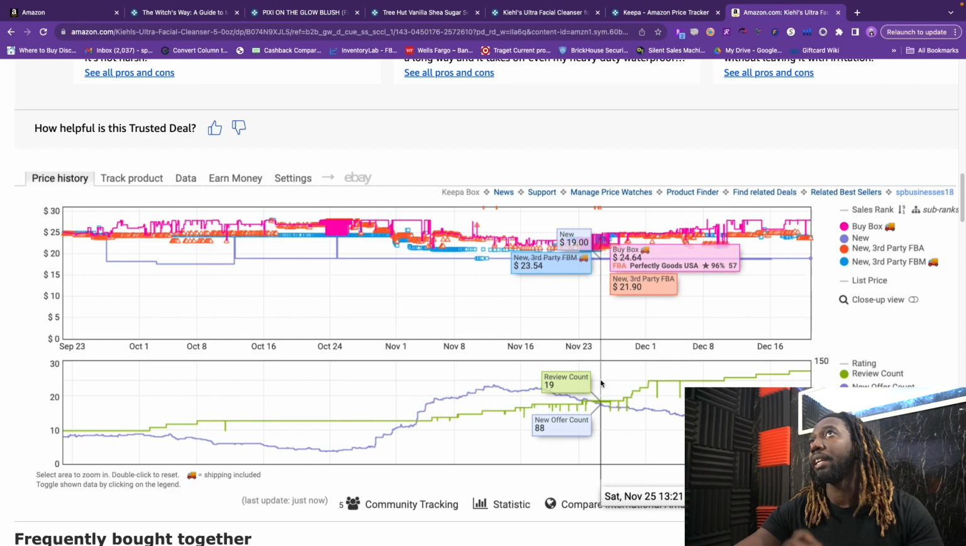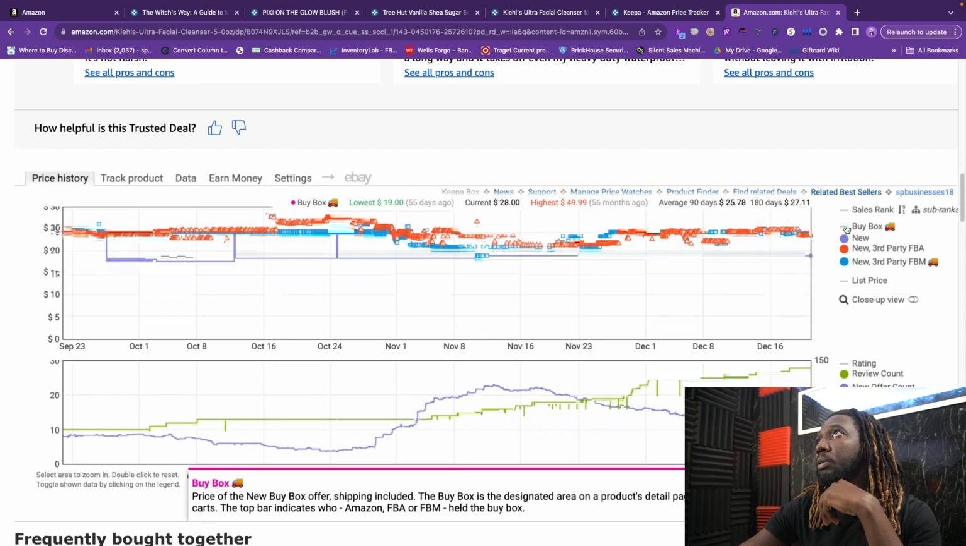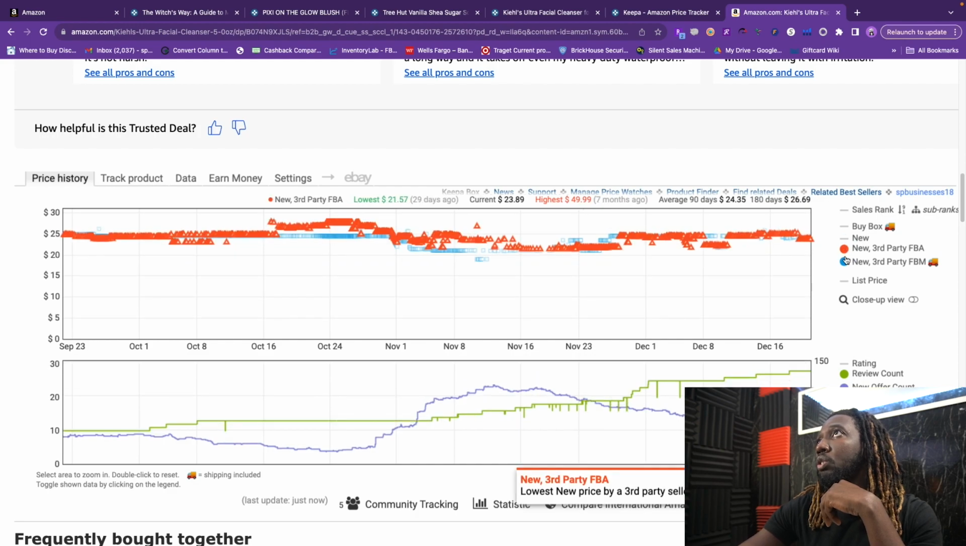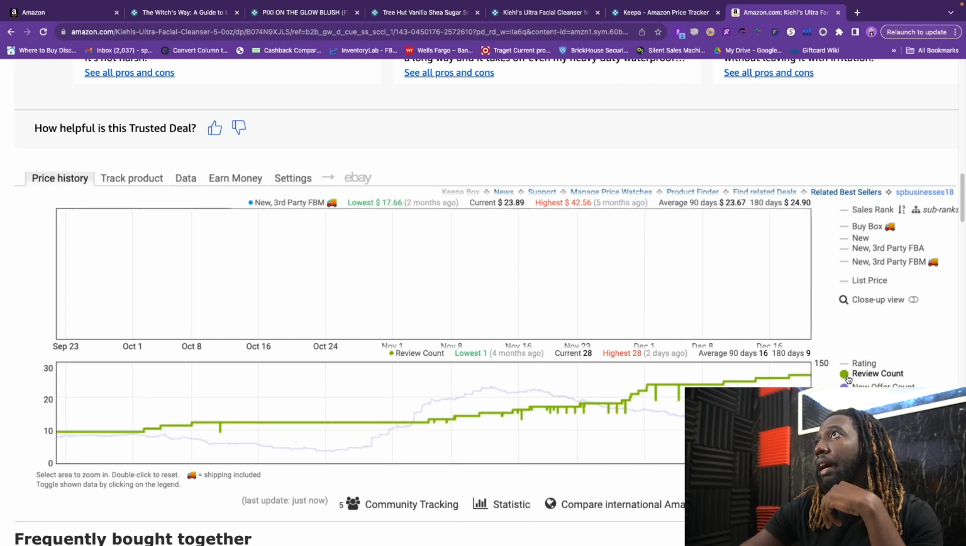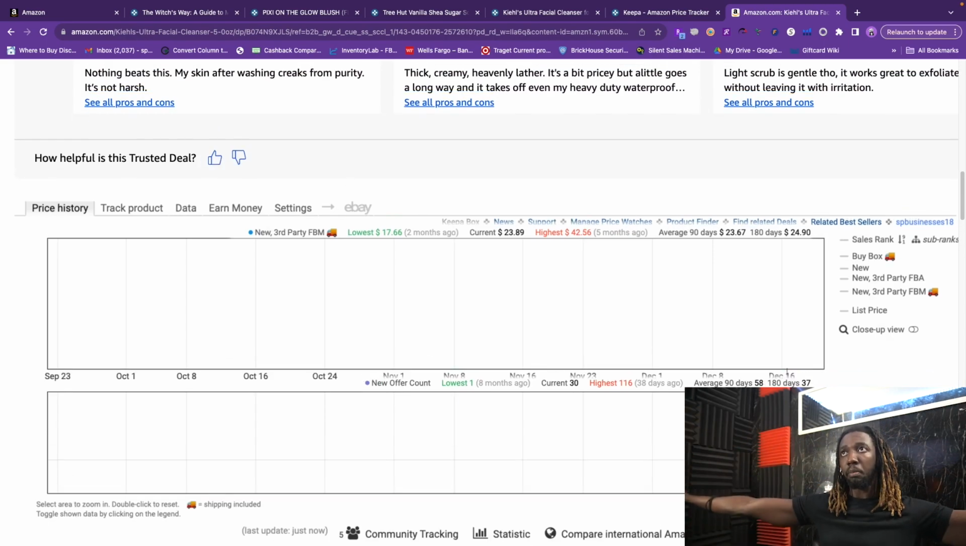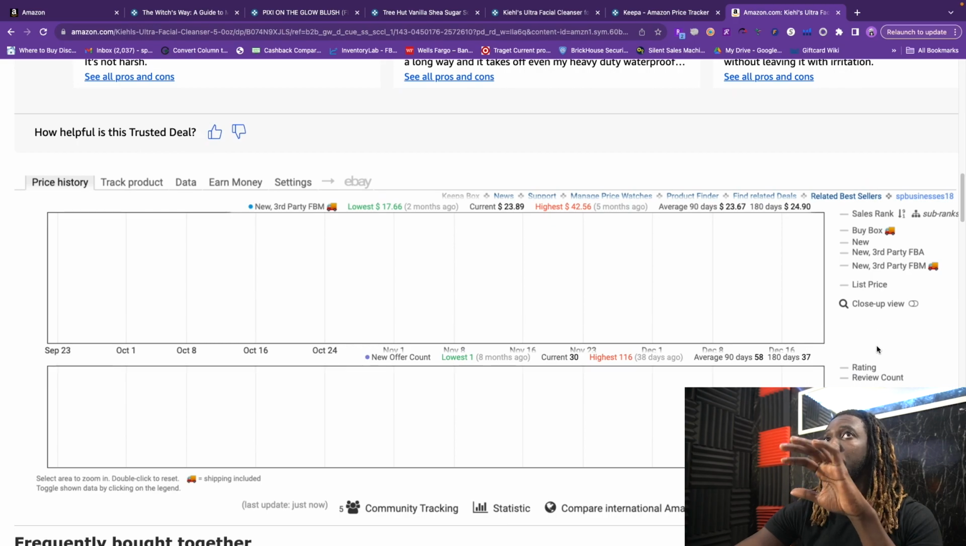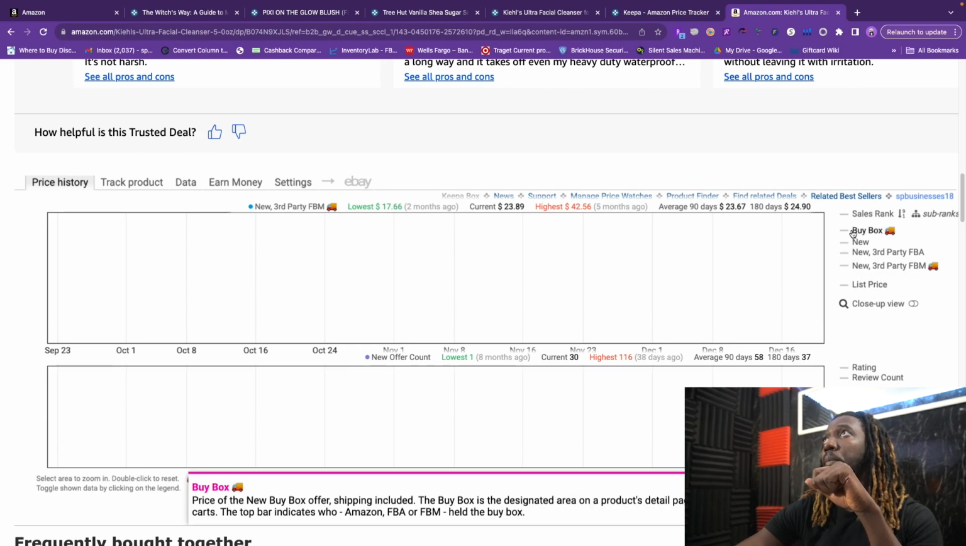So right now, if you're looking at this, it might look like a lot to take in, but I'm gonna take some stuff out so we can break this down, and I'll show you exactly what you need to be paying attention to. So this right now is a blank Keepa chart, right? Being blank, one of the first things that we're gonna look at is the buy box, right?